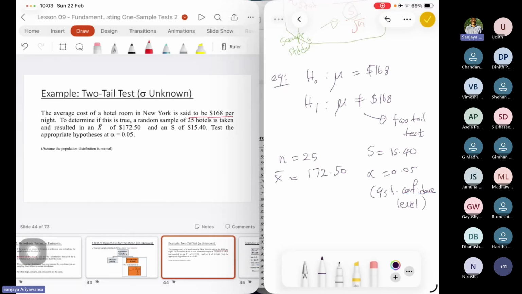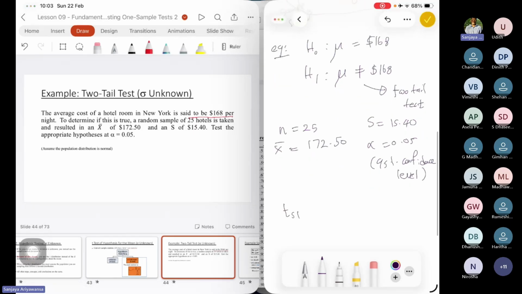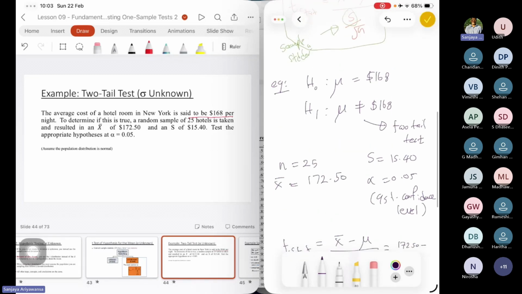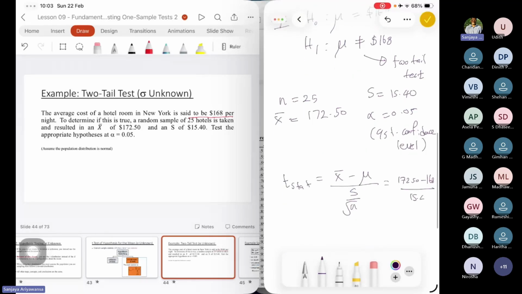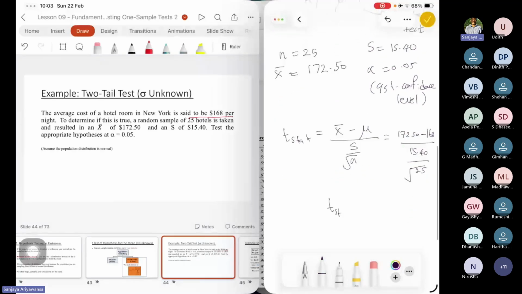I know that it's a sample standard deviation that's given. So I have to look at the sigma unknown scenario. So I have to first look at the t-test statistic, x bar minus mu over s over root n. What is x bar? 172.50. What is the mu that we are claiming? 168, divided by what is s? 15.40, divided by what's the sample size? Square root of 25. So the t-test statistic that I would get is 1.46.